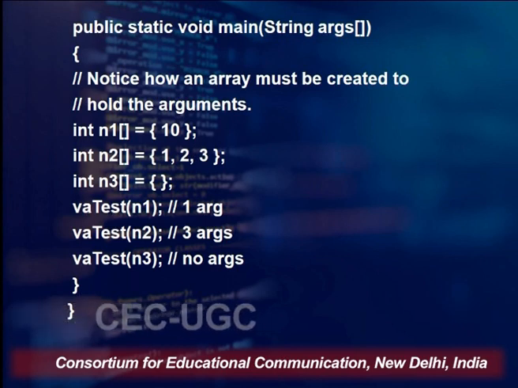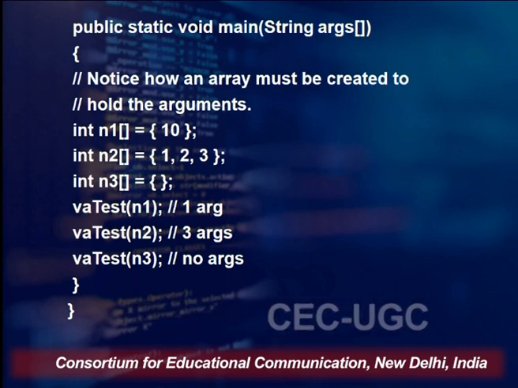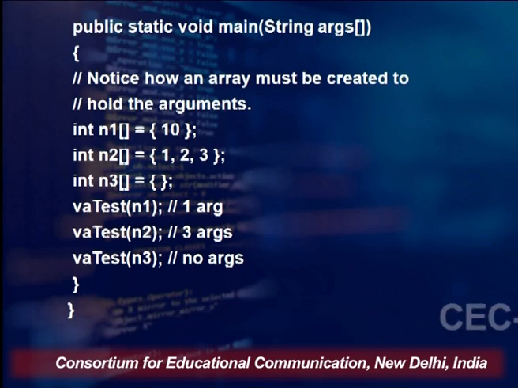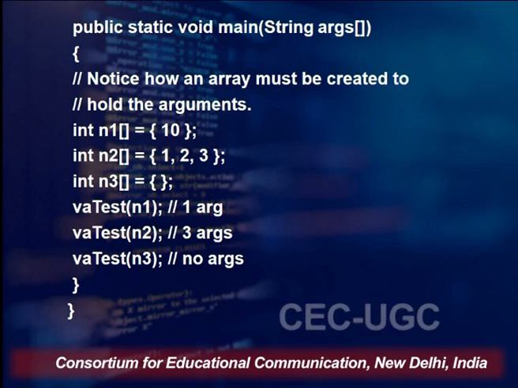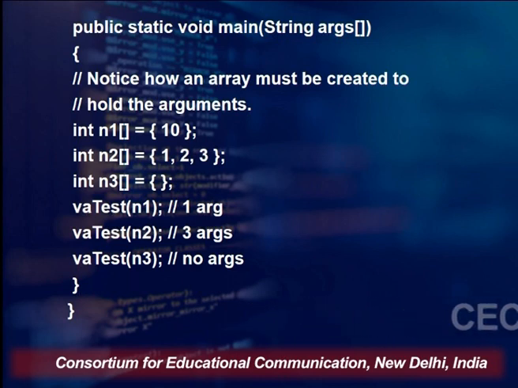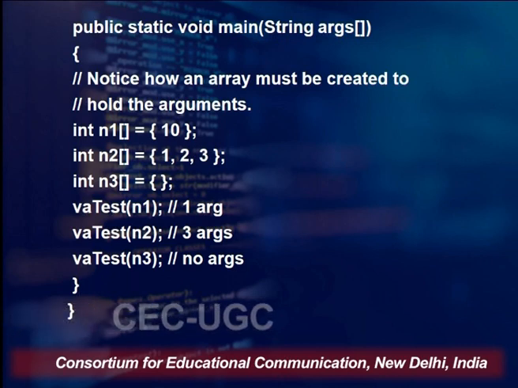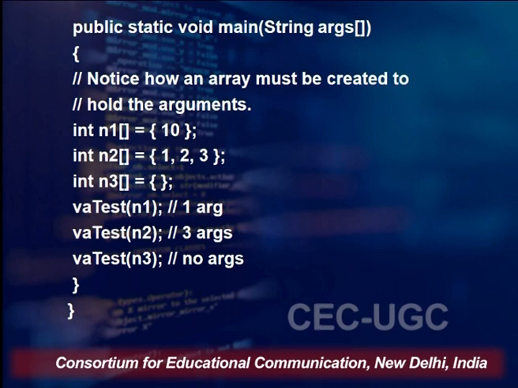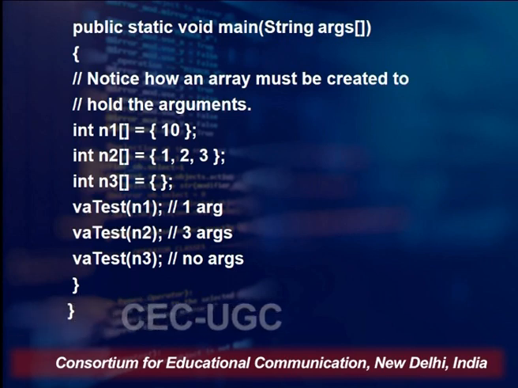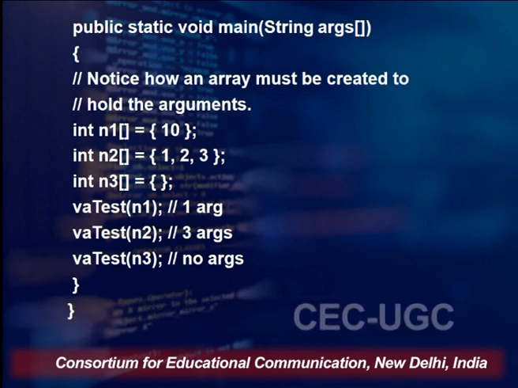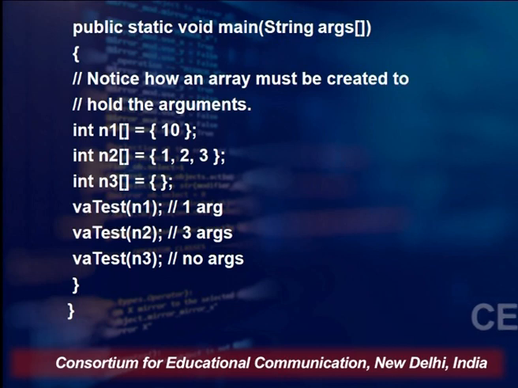So, here it can be used directly without creating any object of this particular class PassArray, because varTest is a static method. So, here we have taken different arrays: n1 having only one element, n2 having 3 elements and n3 having no elements, and turn by turn we have passed these arrays to the method varTest, which is a static method.